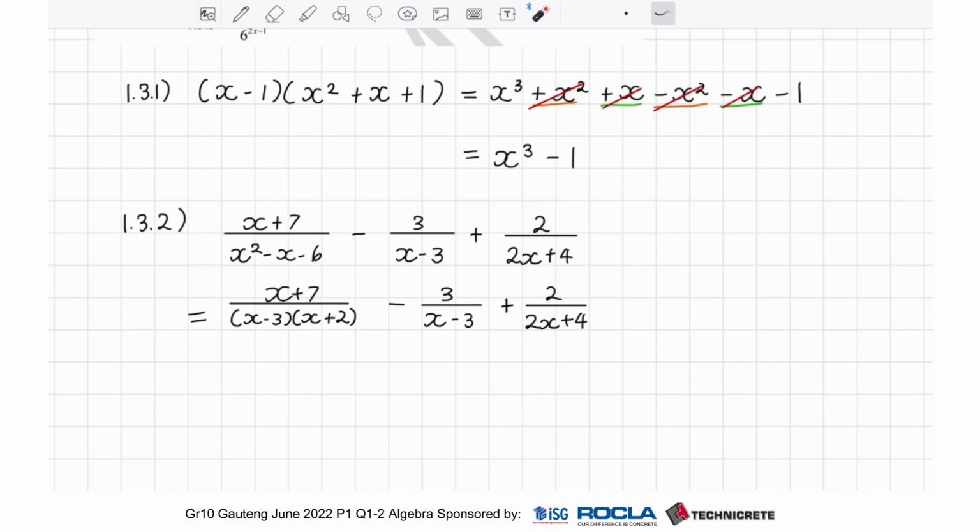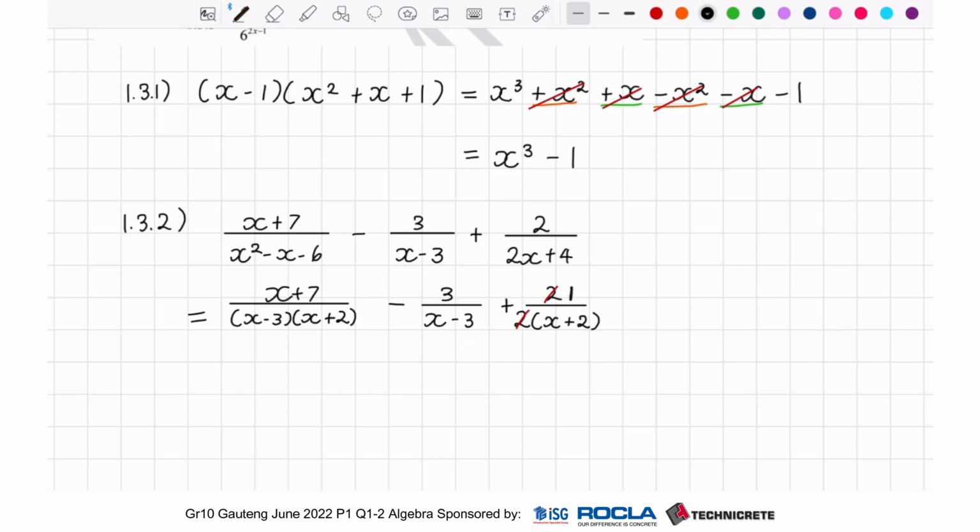Okay, so I'm going to take out a common 2 from this bracket, which means that I have 2 and x plus 2. And I see that this 2 can cancel out with this 2 in the numerator. So I'm just left with 1 at the top.